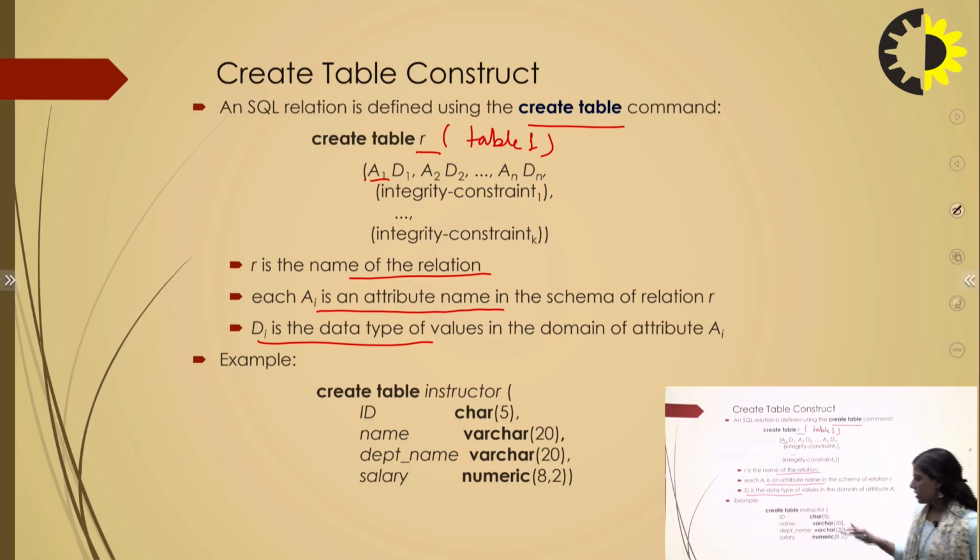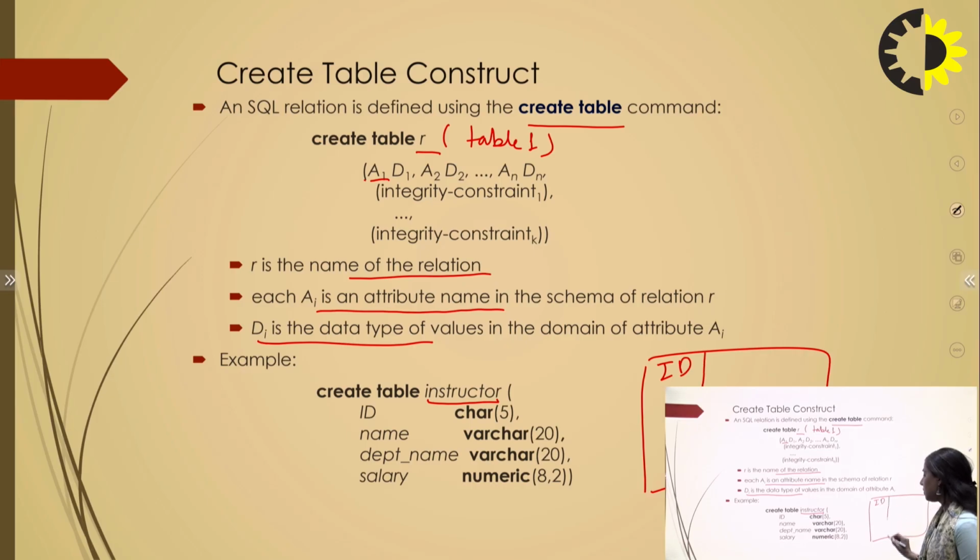So this is the example over here. We create a table, and we give it a name, whatever name you are going to give. Then we define what columns we are having. For example, this is a schema I'm going to make over here. We have an ID, which is one attribute with a data type of character, and the length is 5, that is a variable length, we can change it.